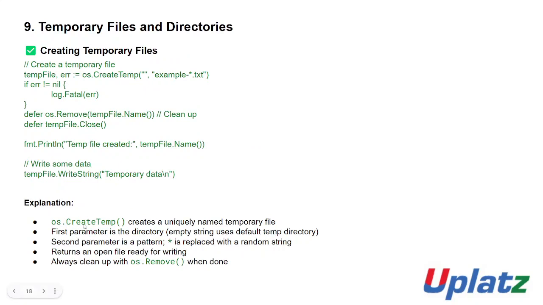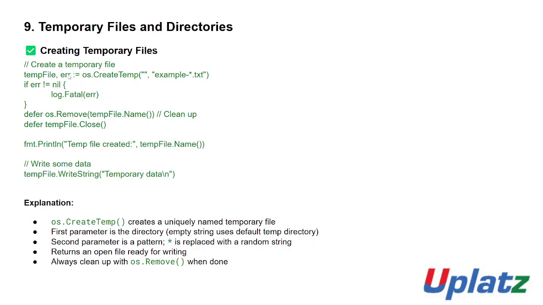Temporary files. os.CreateTemp creates a uniquely named temporary file. First parameter is the directory. Empty string uses the default temp directory of the operating system. Second parameter is the pattern. Star is replaced with a random string. Example, star.txt. Returns an open file ready for writing. Always clean up with os.Remove when done.